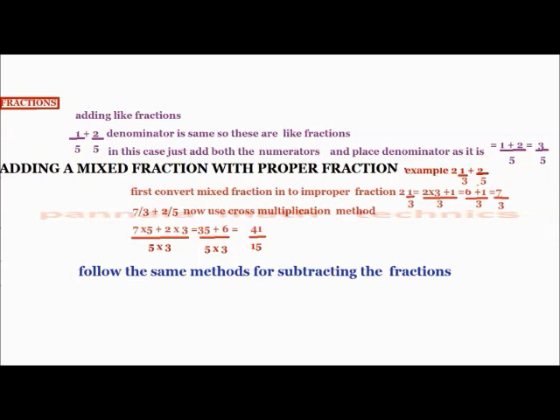Now 7 by 3 plus 2 by 5, now use the cross multiplication method. So 7 into 5 plus 2 into 3, that is equal to 35 plus 6 by 5 into 3, that is 41 by 15. And follow the same methods for subtracting the fractions.